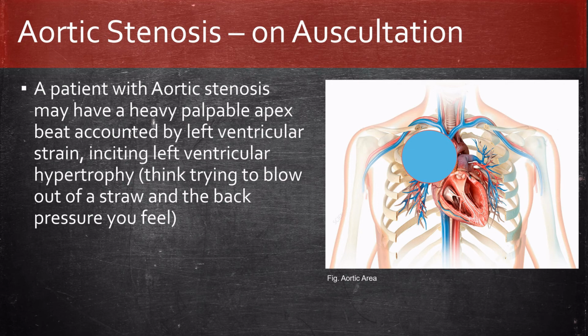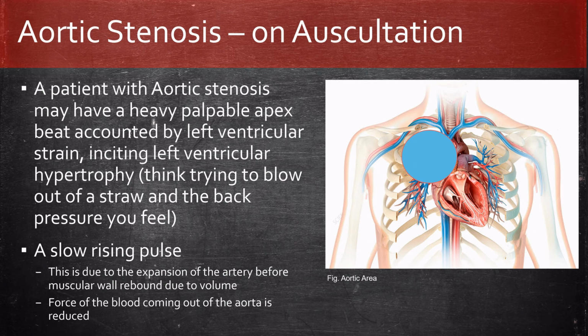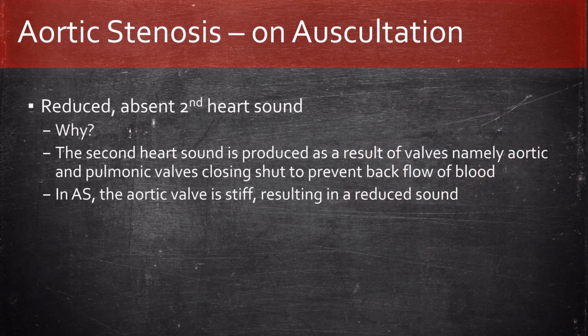They may also have what we call a slow rising pulse. This is caused by expansion of the artery before muscular wall rebound due to volume. The force of the blood coming out of the aorta is reduced. On auscultation, we also notice that the second heart sound is absent or reduced. Why is this the case? Well, we know that the second heart sound is produced as a result of aortic and pulmonic valves closing shut to prevent backflow of blood. Due to the stiffness of the aortic valve, the sound is reduced.